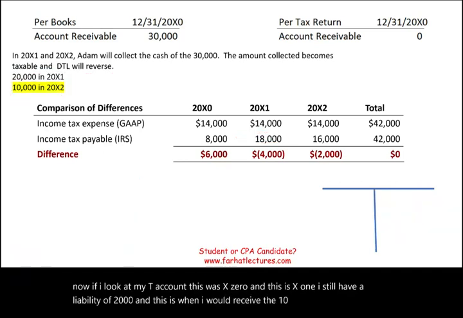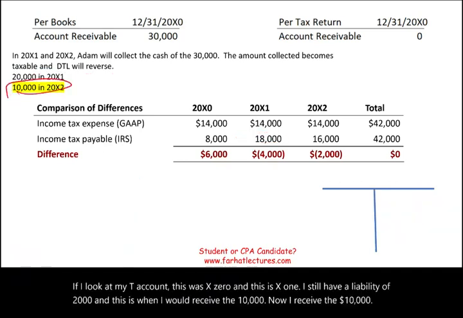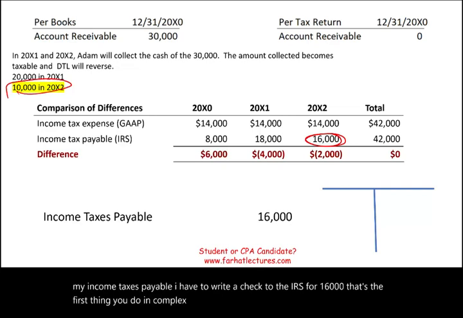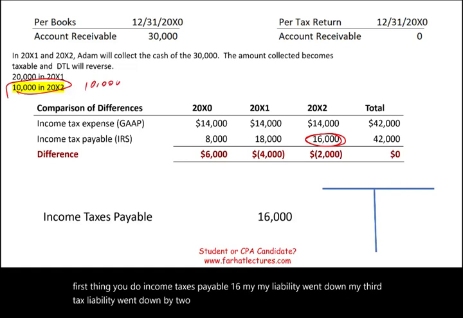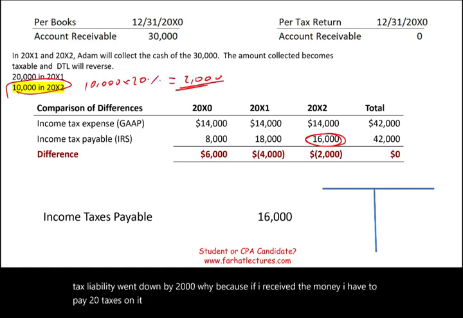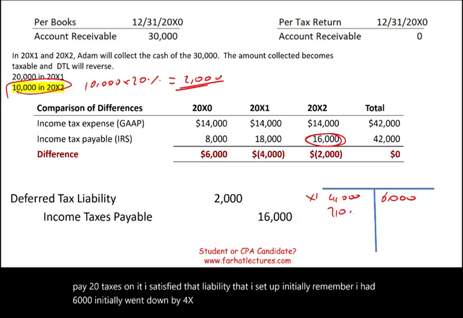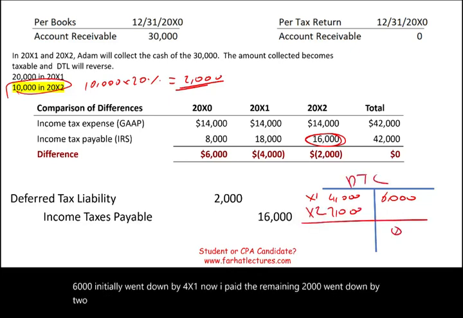Now, I receive the $10,000. My income taxes payable, I have to write a check to the IRS for 16,000. That's the first thing you do, income taxes payable, 16. My liability went down, my deferred tax liability went down by 2,000. Why? Because if I receive the money, I have to pay 20% taxes on it. I satisfied that liability that I set up initially. Remember, I had 6,000 initially, went down by 4 in X1. Now I paid the remaining 2,000, went down by 2. My deferred tax liability went down to 0.